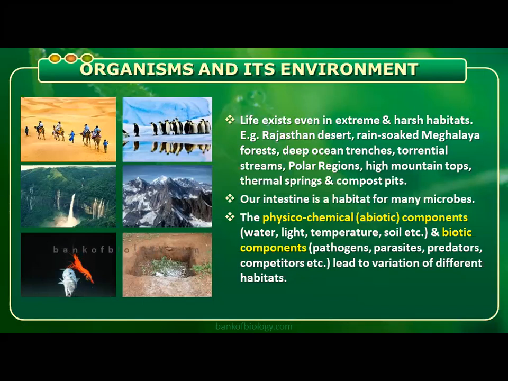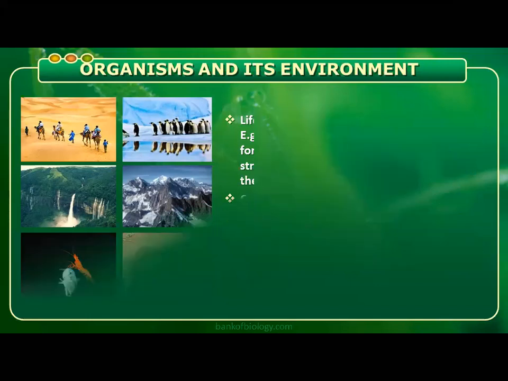Our intestine has various kinds of microbes useful for the different metabolic activities of our body. The physico-chemical abiotic components we usually say are water, light, temperature, soil. Biotic components like pathogens, parasites, predators, competitors lead to the variation of the different habitats.